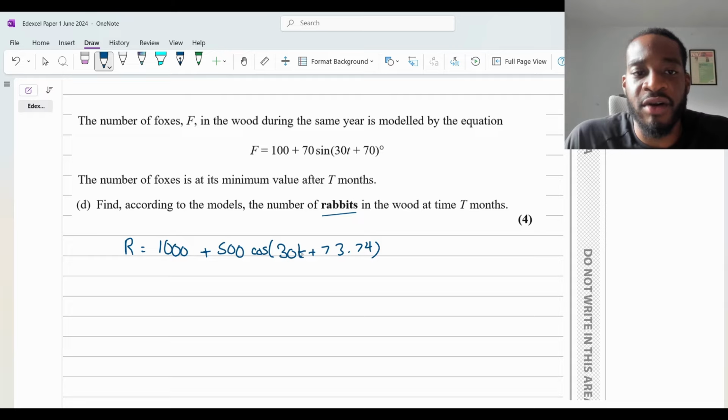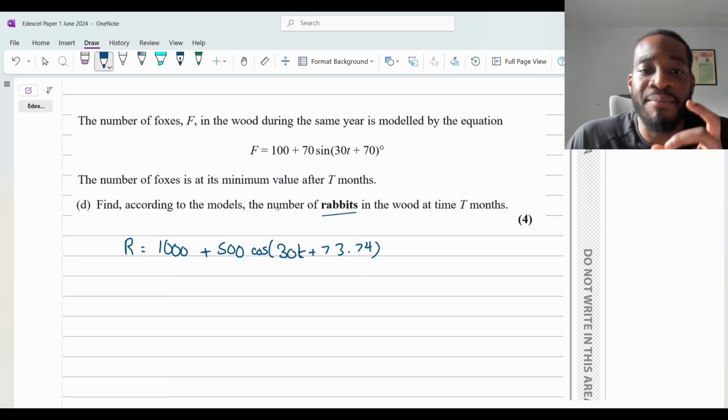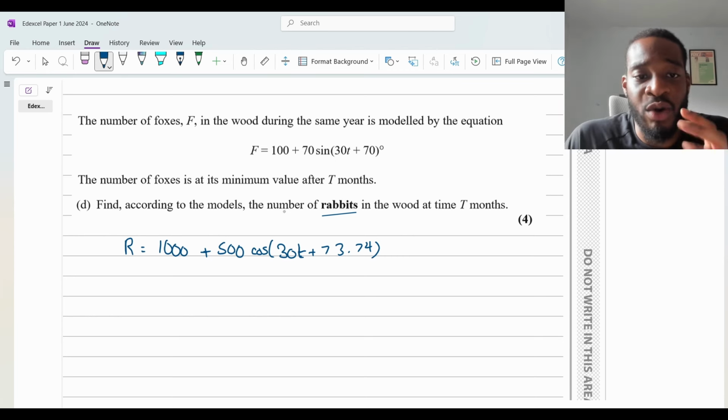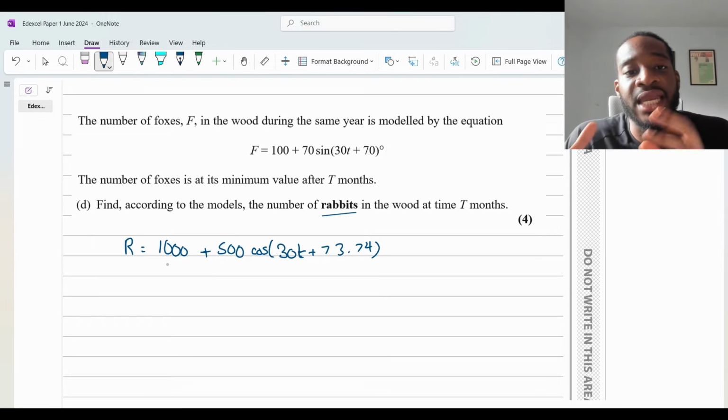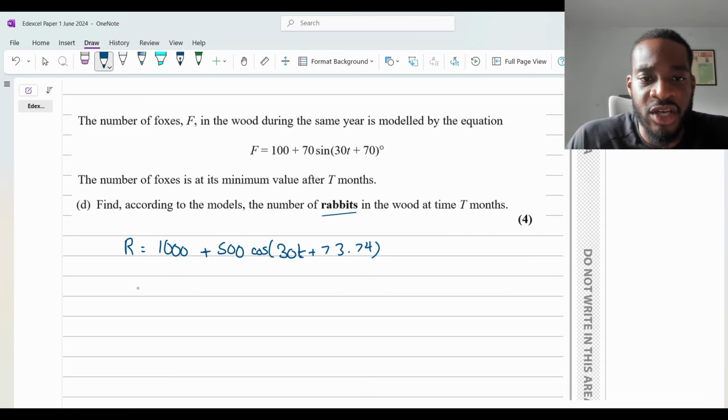Let's read it again. We've got the foxes F. F is equal to 100 plus 70 sine (30t plus 70) degrees. The number of foxes is at its minimum value after capital T months. So what I need to figure out is the minimum value of F. Once I know what that is, I can figure out what T is, or I can figure out what T is, and then I could get F. Either way, there's a couple of ways you can do this. So let me write F again. F is equal to 100 plus 70 sine of (30t plus 70) degrees.